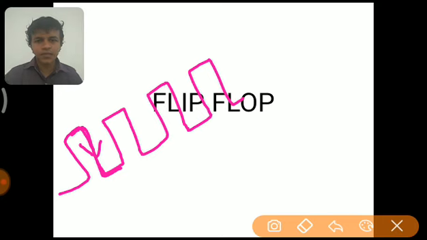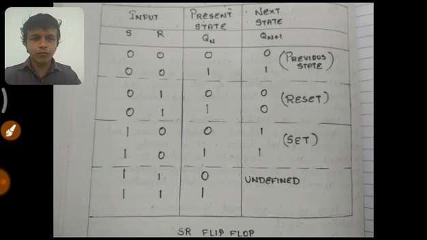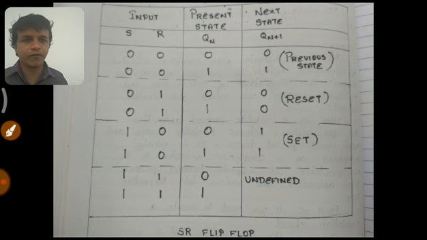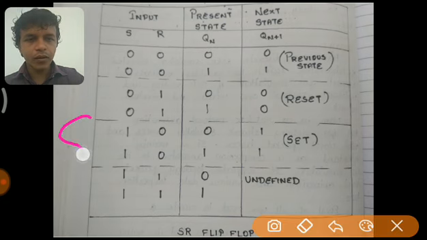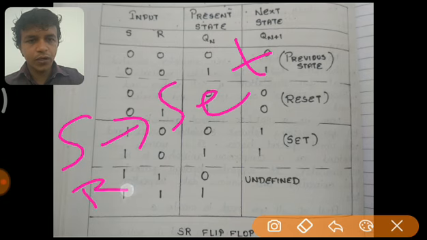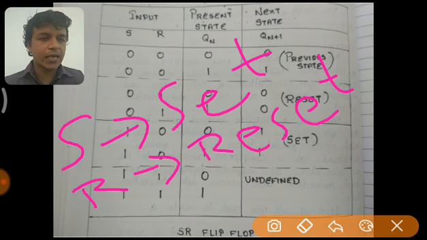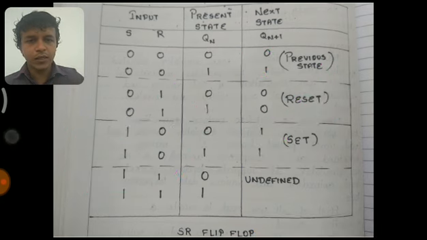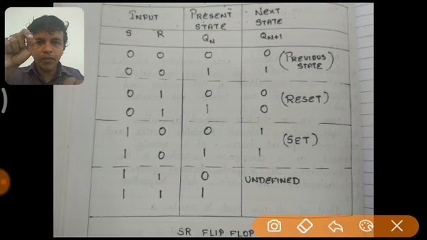Now let us discuss each and every flip-flop one by one. The basic and foremost type of flip-flop is the SR flip-flop. S and R are acronyms: S we call set, and R we call reset. We can consider these as two switches, a set switch and a reset switch. What happens when we press the set switch? We are setting the system.